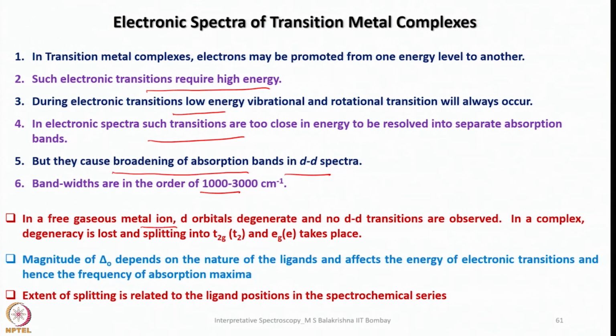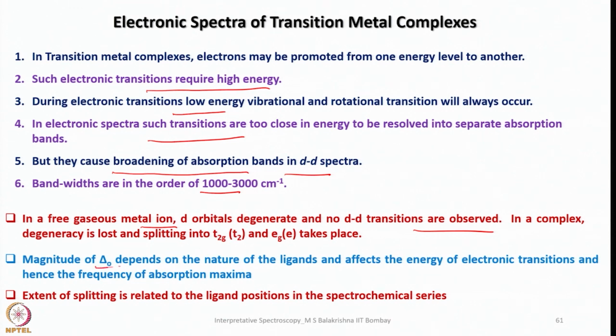In a free gaseous metal ion, the d orbitals are degenerate. All d orbitals have the same energy. As a result, no d-d transitions are observed. In a complex, the degeneracy is lost and splitting can be seen: in an octahedral complex, a T2g ground state and an Eg excited state. And of course, in tetrahedral complexes, the opposite of octahedral happens, and we have E as the ground state and T2 as the excited state. And depending upon the ligand field, different orbitals come into the picture as HOMO and LUMO, between which we can see the electronic transition, which is called the d-d transition.